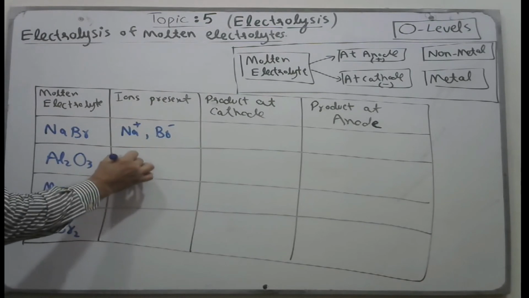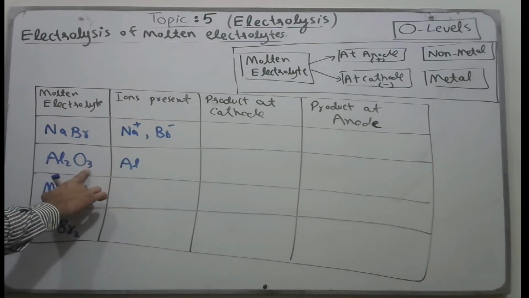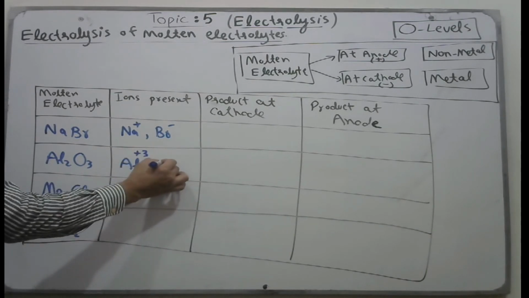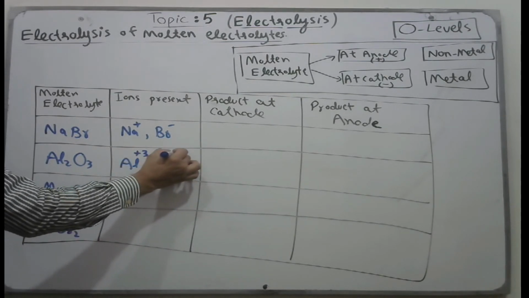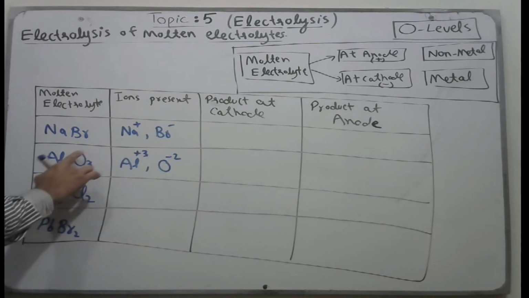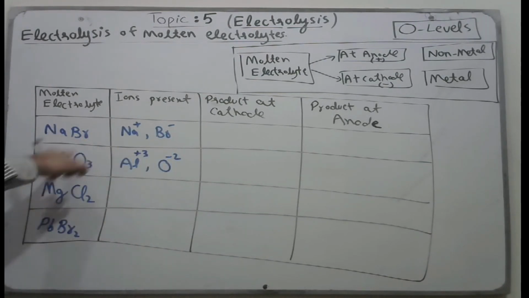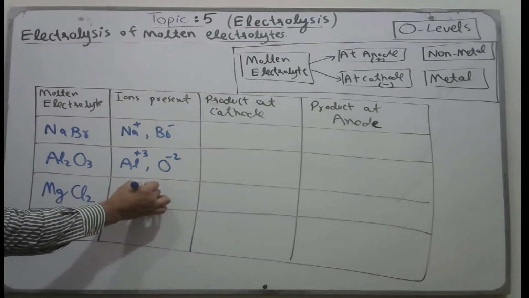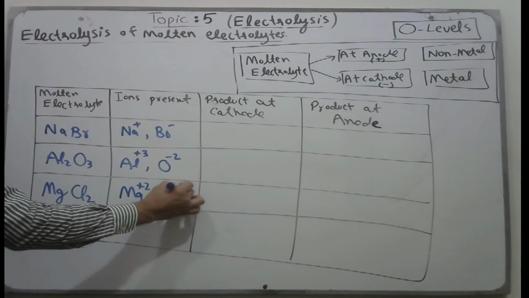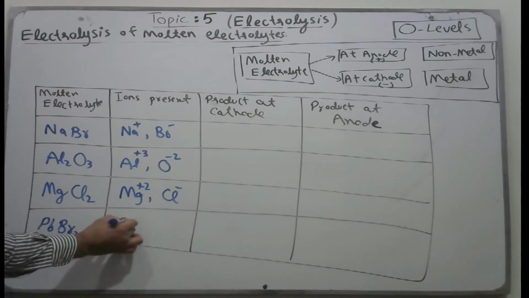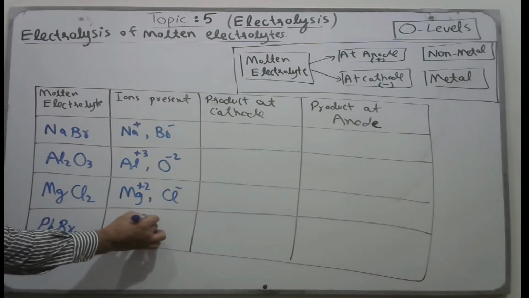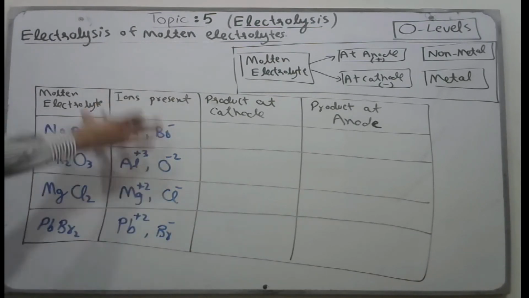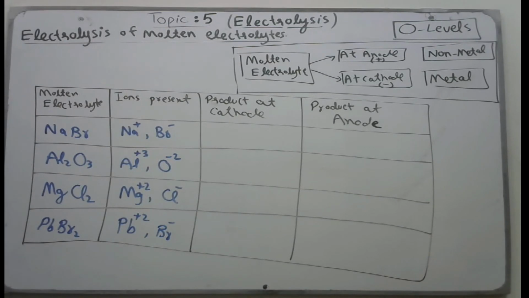Here you get aluminum ion, the 3 for oxygen goes to aluminum. We should write Al 3+ ions and O 2- ions because 2 for aluminum goes to oxygen, cross multiplying with valency. Here you get Mg 2+ ions and Cl 1- ions. Here we get lead 2+ ions and bromide ion with negative charge. So they are the ions present during electrolysis of molten electrolytes.